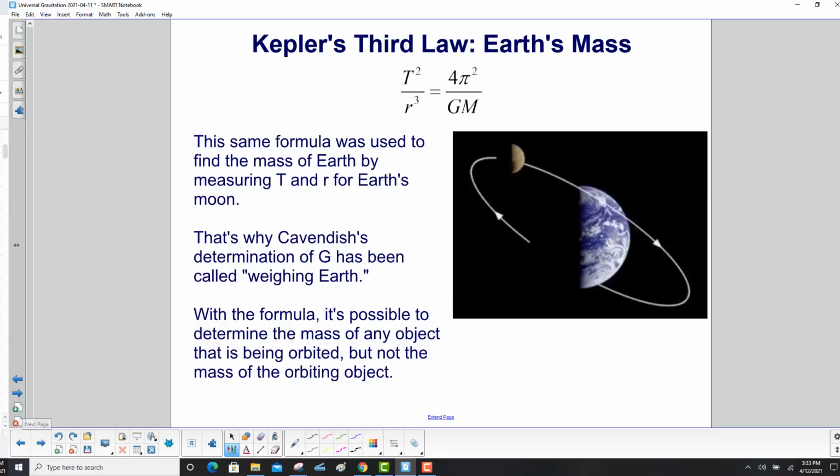The same formula was used to find the mass of the Earth by measuring the period and distance for Earth's moon, the distance that the moon is from the Earth's center. That's why Cavendish's determination of G has been called weighing the Earth. With the formula, it's possible to determine the mass of any object that is being orbited, but not the mass of the orbiting object.